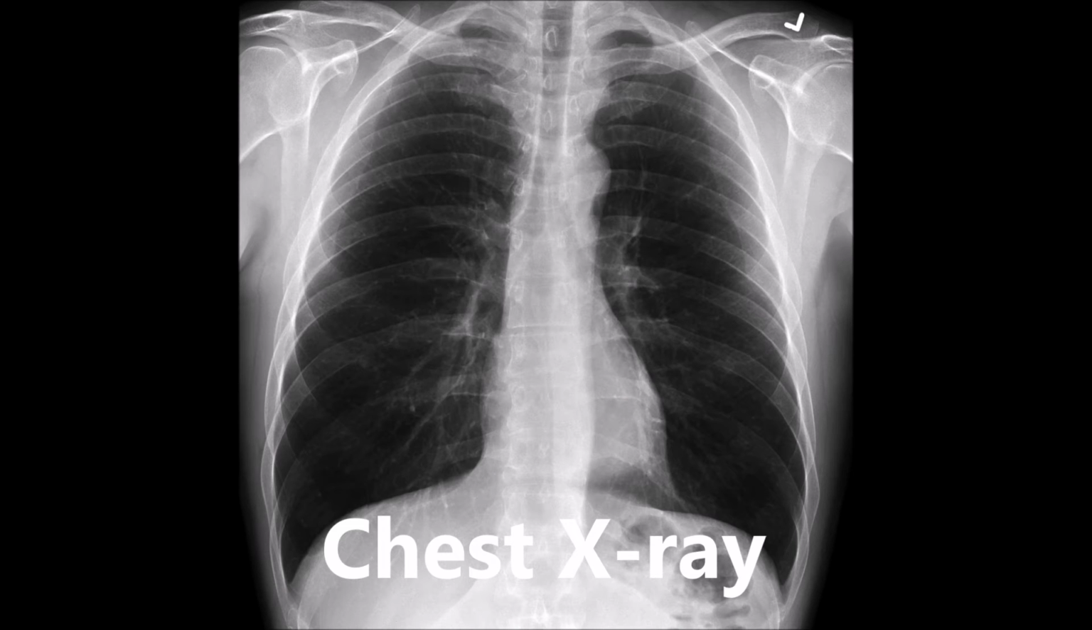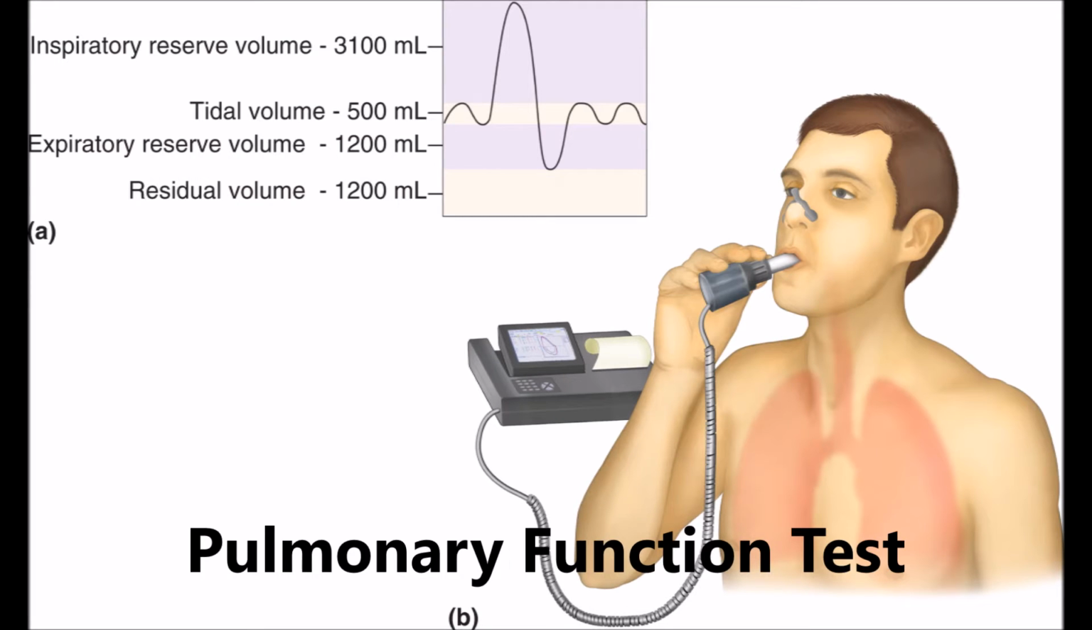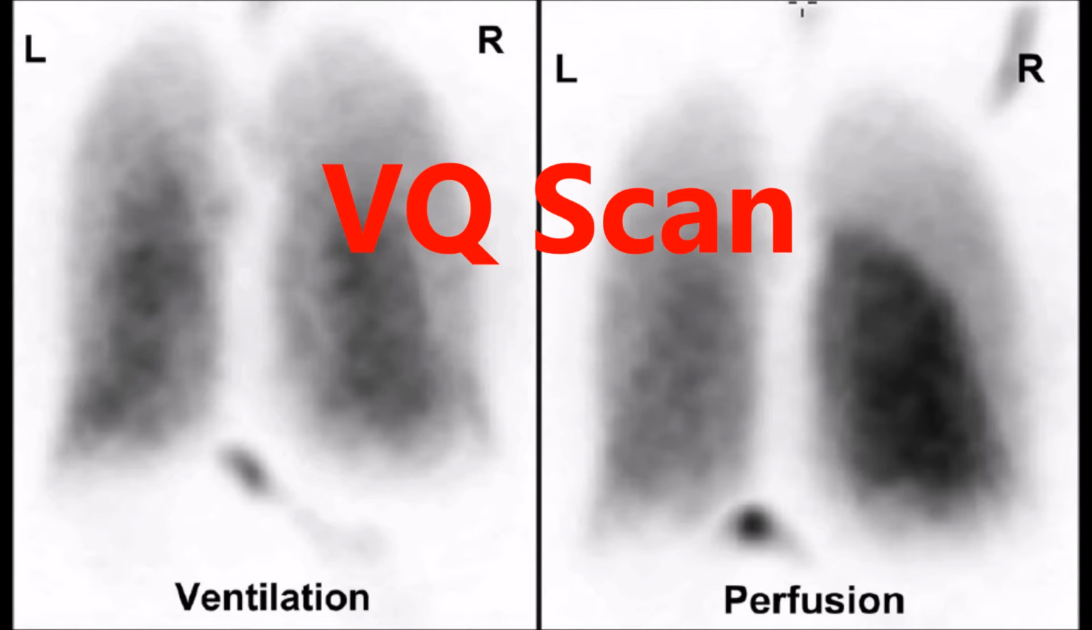A chest X-ray will give a generalized picture as to how a patient's lung capacity is and if there are any obvious abnormalities. A pulmonary function test is a test that is performed by a respiratory therapist to check the capacity and the ability of lungs. A ventilation perfusion scan or VQ scan is performed in a nuclear med department to check the gas exchange in the lungs.